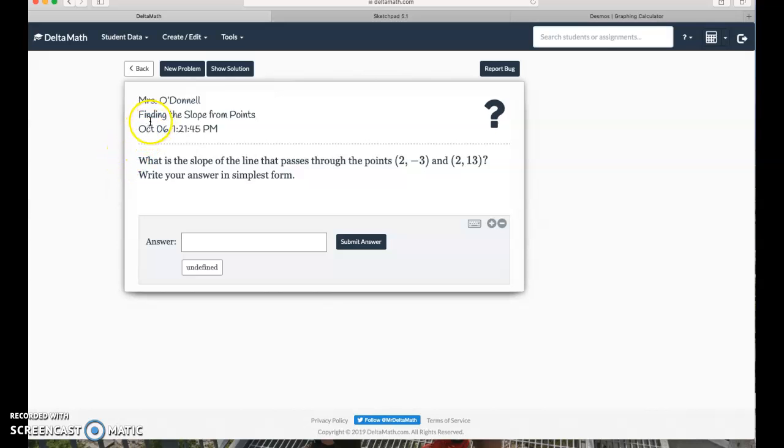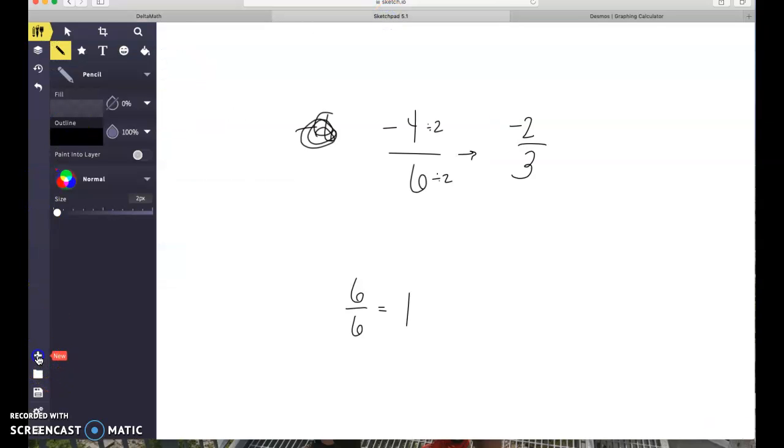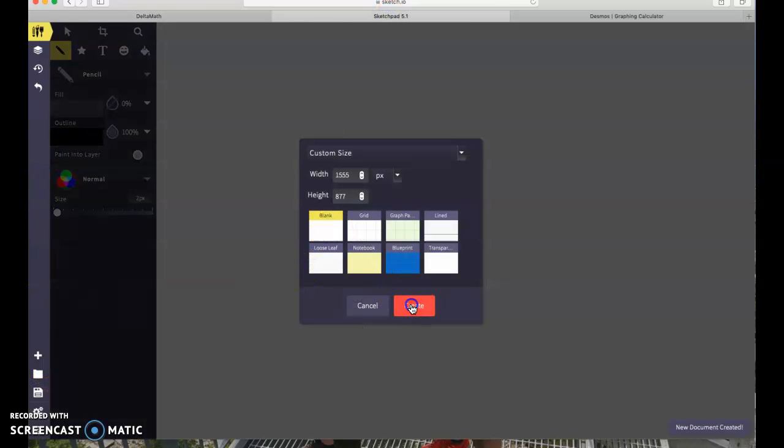Okay, so now we're going to work on finding the slope from points. Our question here is, what is the slope of a line that passes through the points (2, -3) and (2, 13)? Write your answer in simplest form. Okay, so (2, -3) and (2, 13) are our two points.